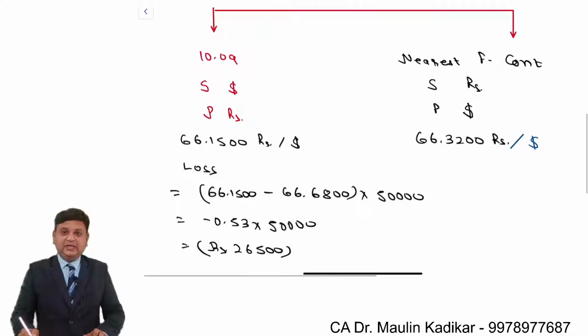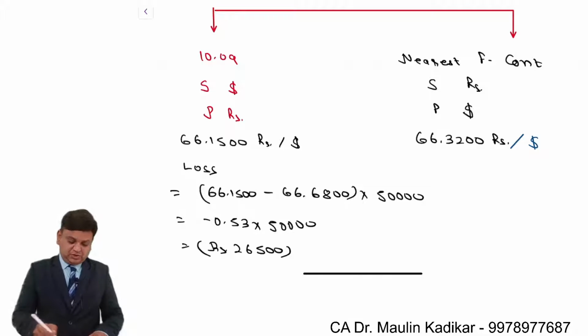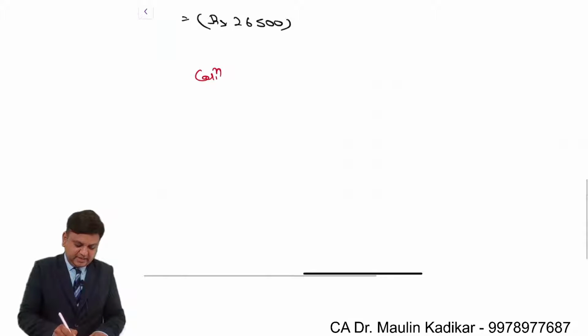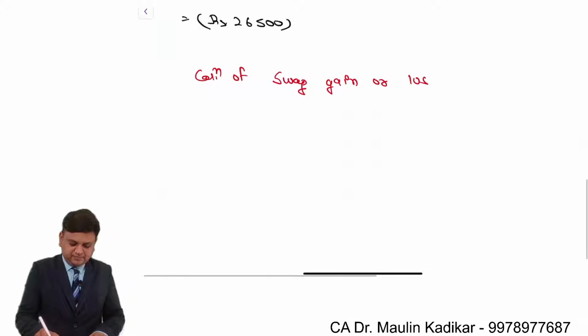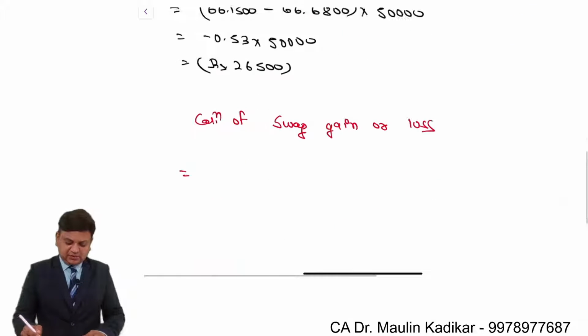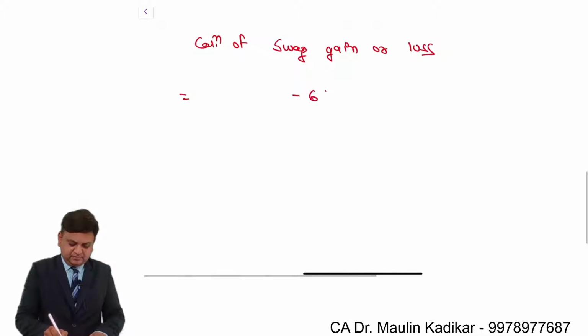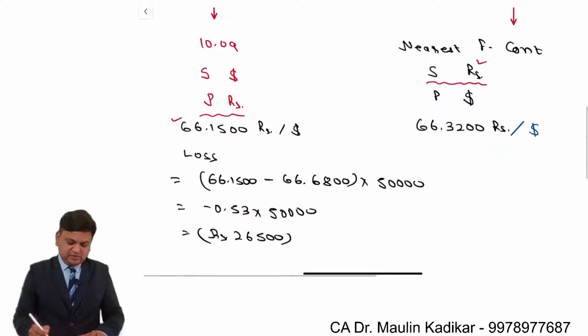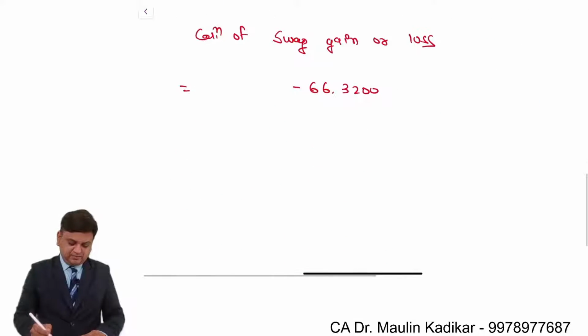Now we understand the swap gain or loss, in which, dear students, this is the sell of rupees and this is the purchase of rupees. So in the calculation of swap gain or loss, 66.32 rupees is the buying rate of dollar and 66.15 is the selling rate of dollar.